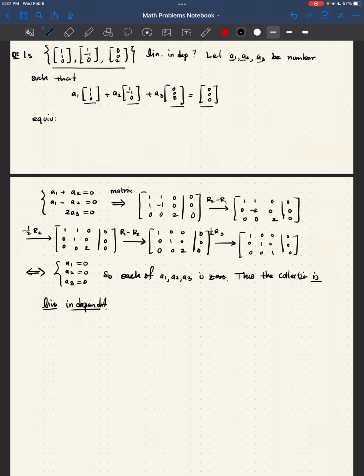So what we have done is that we developed a method. We start with a collection U1, U2, ..., UK. From this one, we establish a system, A1 U1 plus A2 U2 plus ... plus AK UK equal to the zero vector. Form a matrix, row reduce in echelon form.